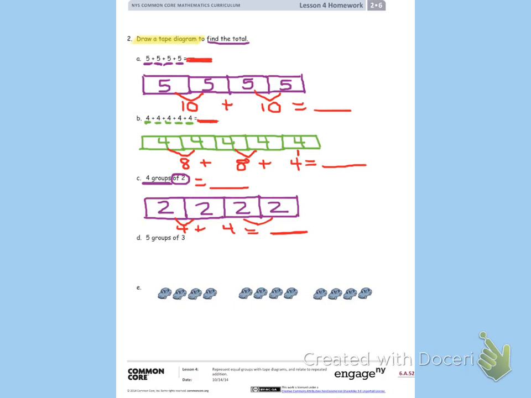Now, item D, 5 groups of 3. I will underline 5 groups, just like I did for item C. And then I will draw 5 groups. 1, 2, 3, 4, 5. And then I'm going to let you put the 3 in each of those. 5 groups of 3. What does that equal? If you wanted to, you could add more efficiently by pairing them up and then adding them together.